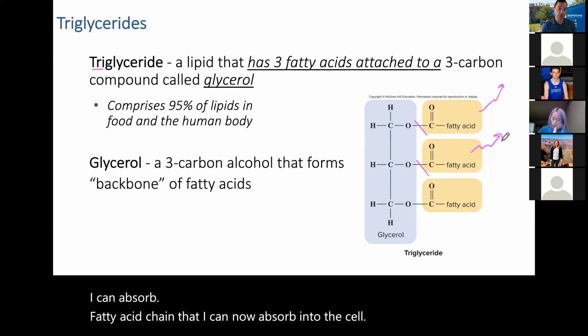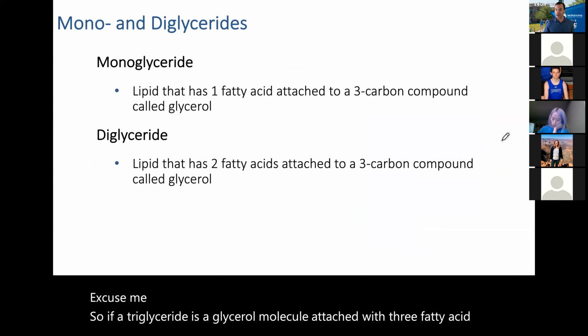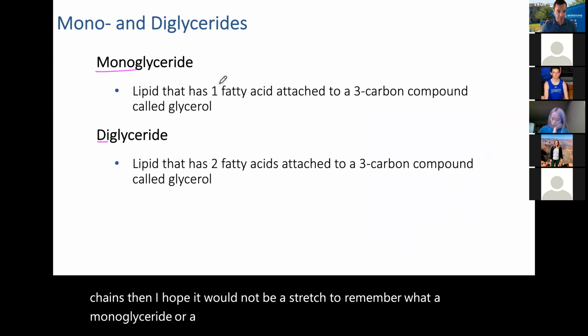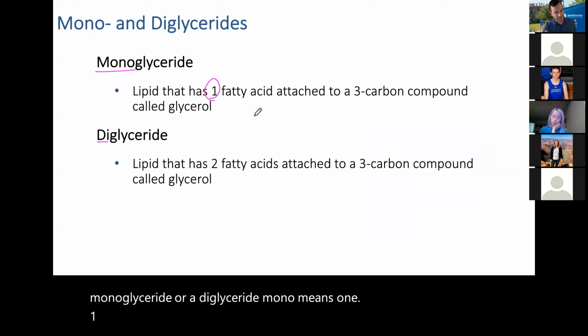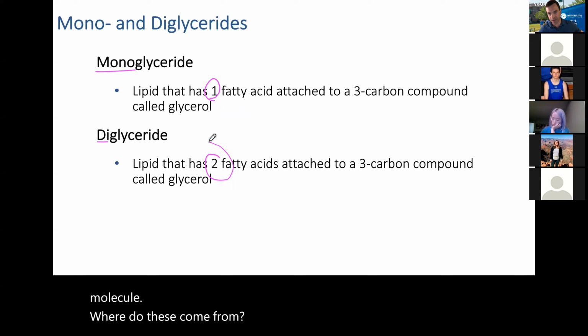So if a triglyceride is a glycerol molecule attached with 3 fatty acid chains, then I hope it would not be a stretch to remember what a monoglyceride or a diglyceride is. Mono means 1. Okay? 1 fatty acid chain attached to that glycerol. Diglyceride. Di means 2. 2 fatty acid chains that are attached to that glycerol molecule. Okay. Where do these come from? From the digestive process.